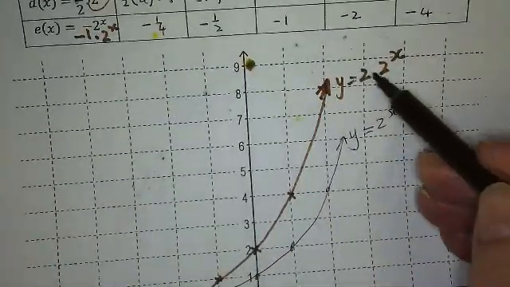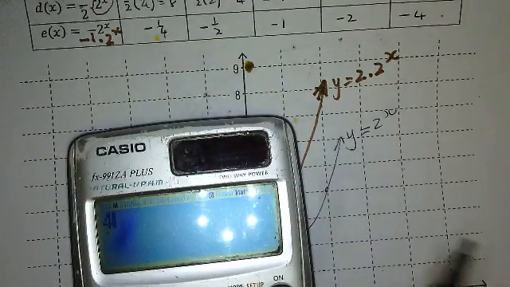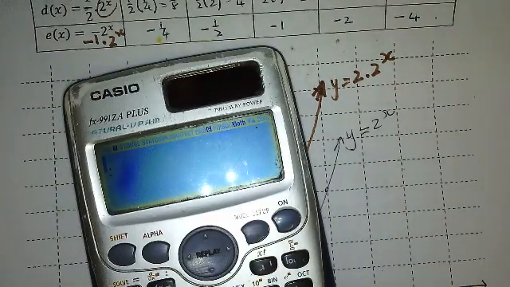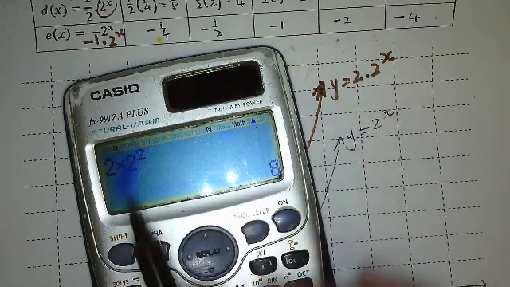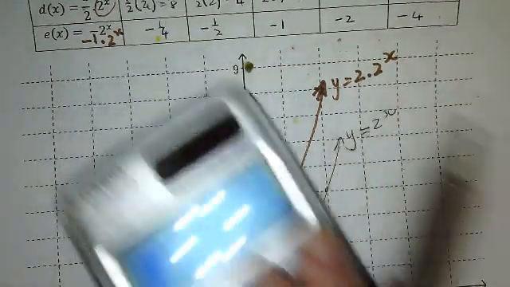Just remember, if you do this on your calculator, don't put the dot. You must put the times. You will say 2 times 2 to the power of, let's say, 2. Okay. Don't put the dot because the dot means a decimal. So if you use your calculator, don't use the dot there. You put your multiplication sign.